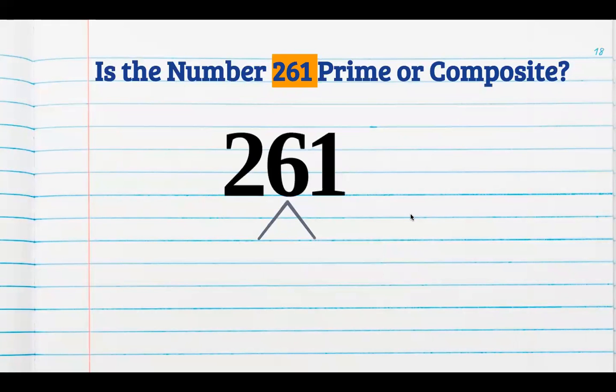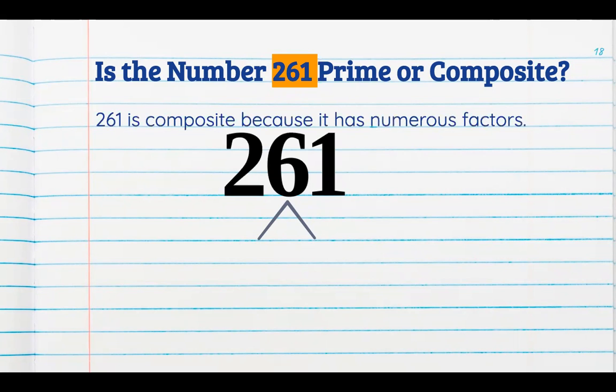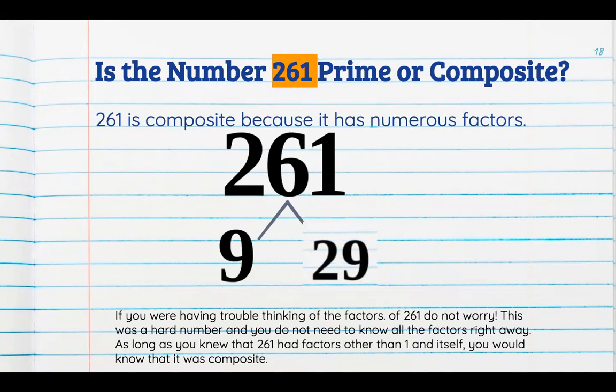This one is even harder. Is the number 261 prime or composite? 261 is composite because it has numerous factors. It has factors of 1 and 261, 3 and 87, 9 and 29, and that's it.